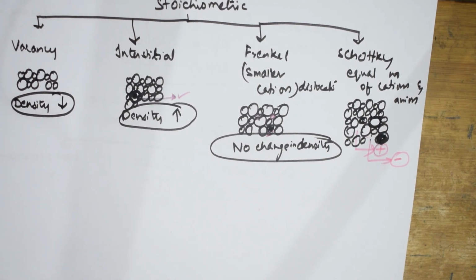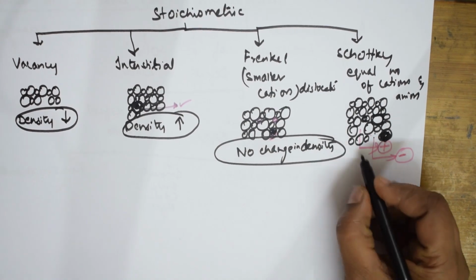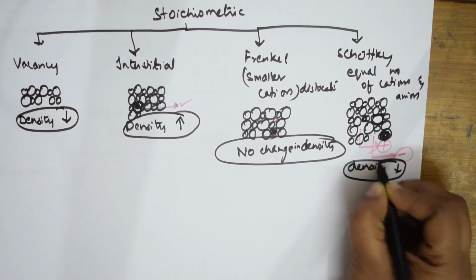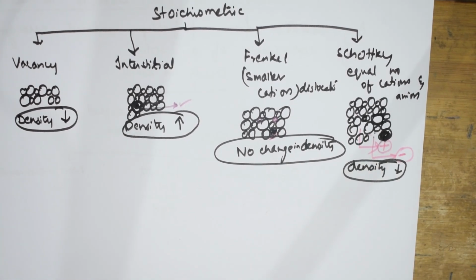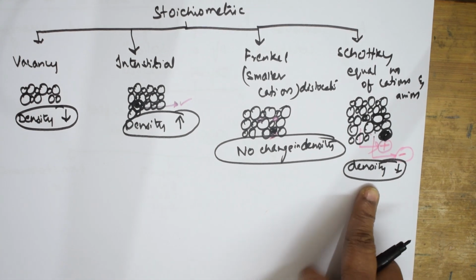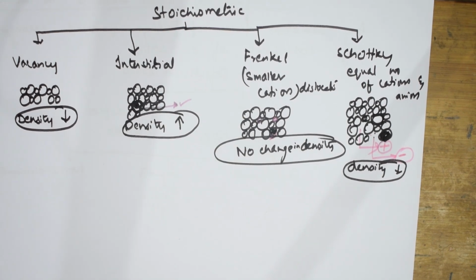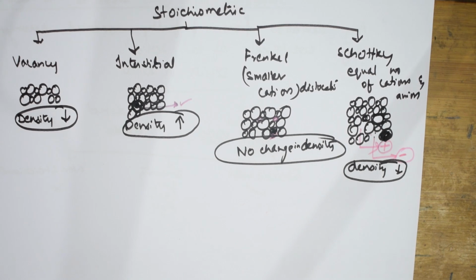What will happen because of this? Because of this, density decreases. So remember, students, here vacancy, density decreases. Interstitial, density increases. Frenkel, no change in density, and Schottky, density decreases. So they will ask you which is a defect where there is no change in density. You need to say it is nothing but Frenkel defect.